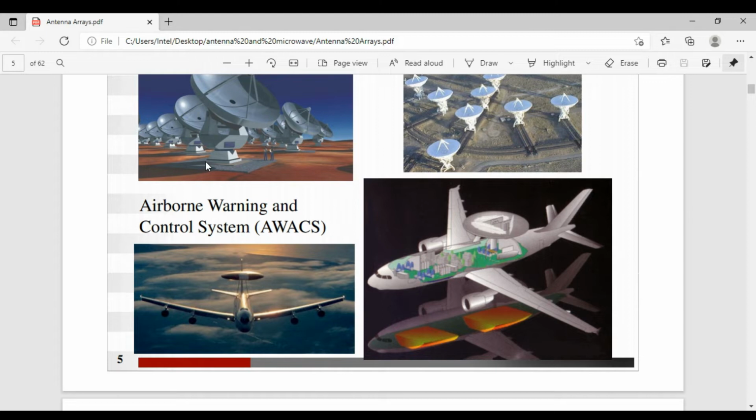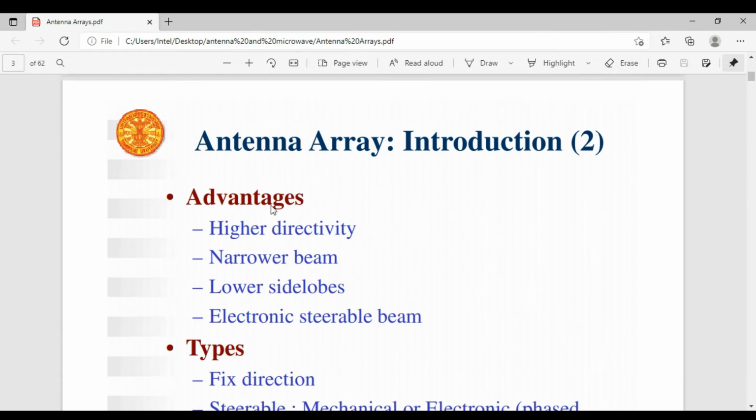So that is the resultant gain of the array for individual antennas having a gain. Here antenna 1 has a gain, antenna 2 has a gain, antenna 3 has a gain. Totally for the antenna array, the gain is the multiplication of all the magnitudes and the summation of all the phase components. That is antenna arrays.